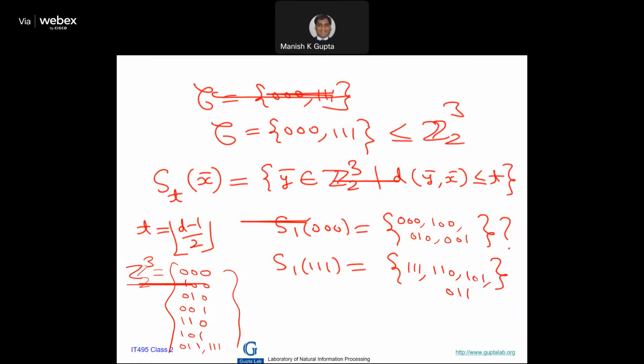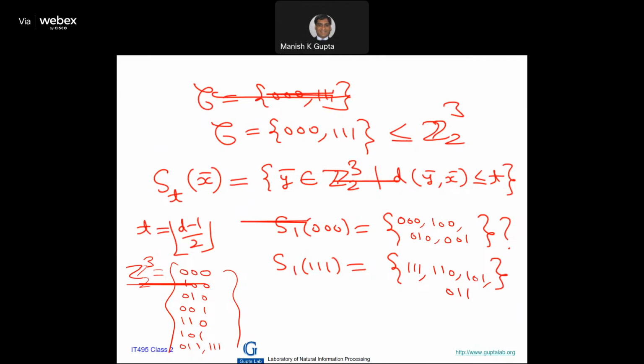So that means I have taken the vectors of C and drawn a sphere of radius t. What is t? The greatest integer of (d minus 1) by 2. Here d was what? 3. The distance was 3 in this code. So (d minus 1) by 2 is 1. So t is equal to 1. This value of t is 1. So I have drawn a sphere of radius 1.